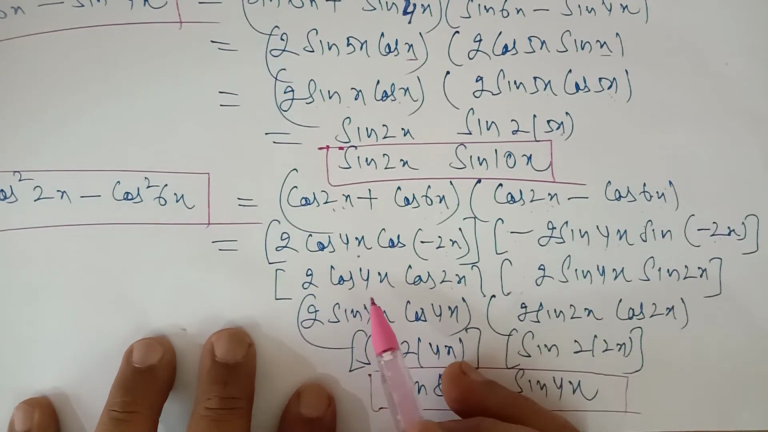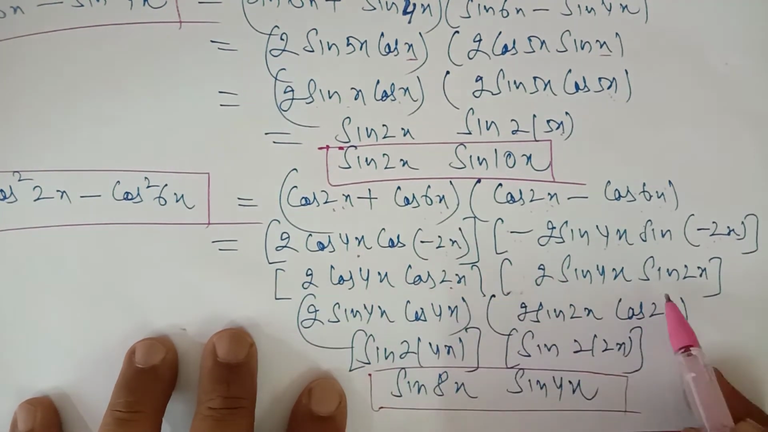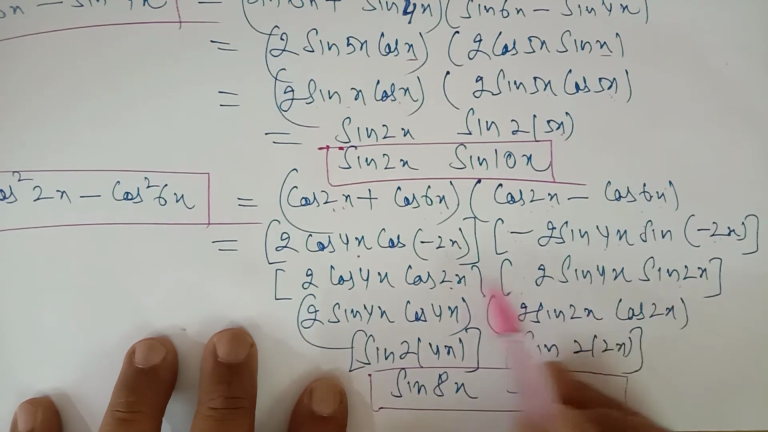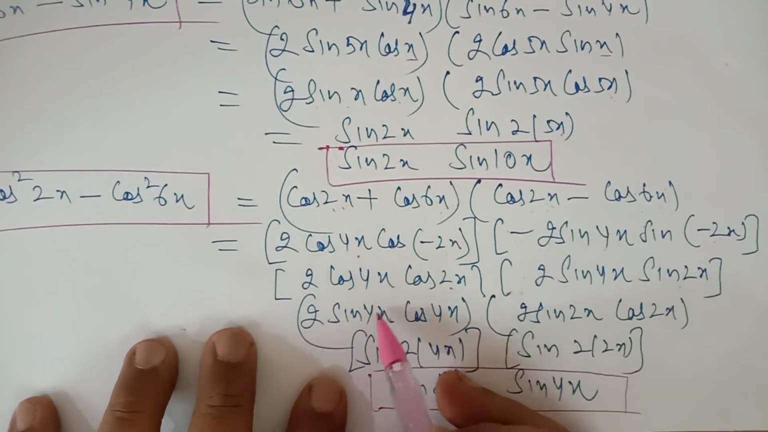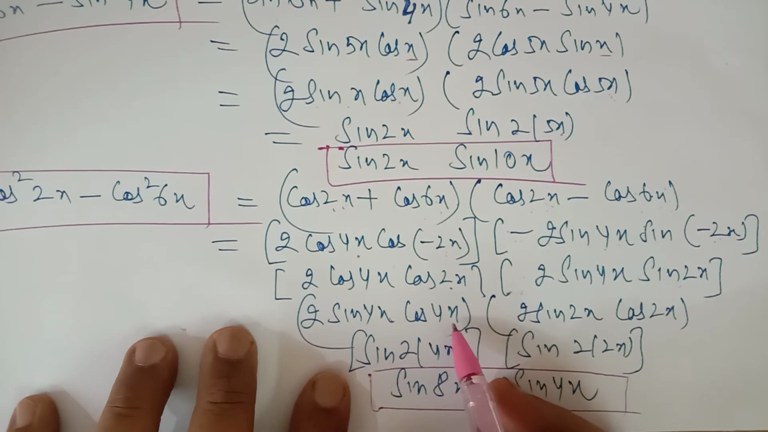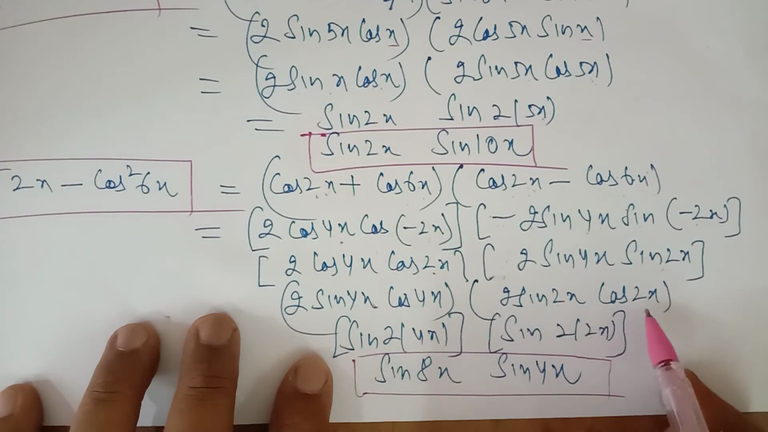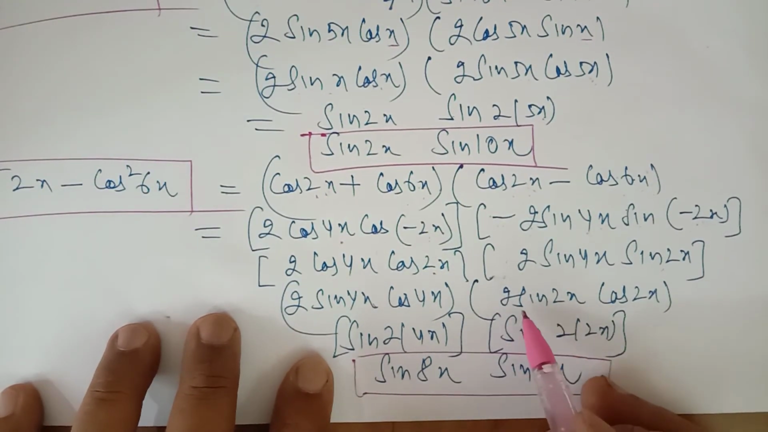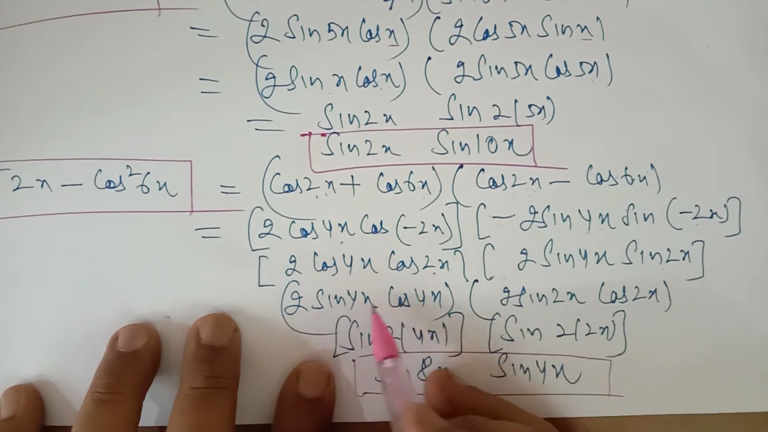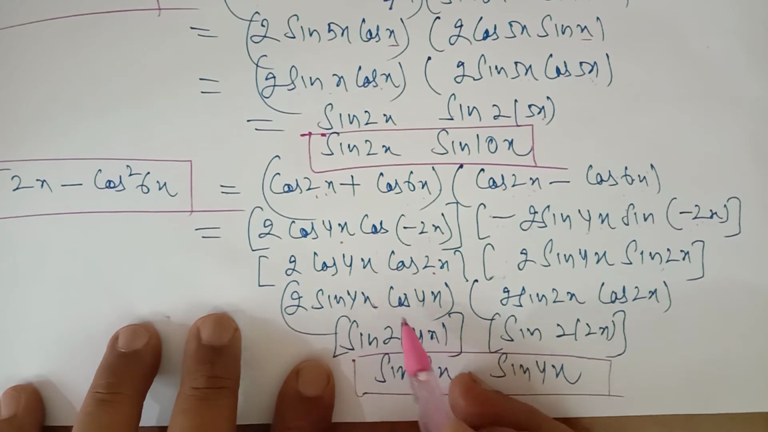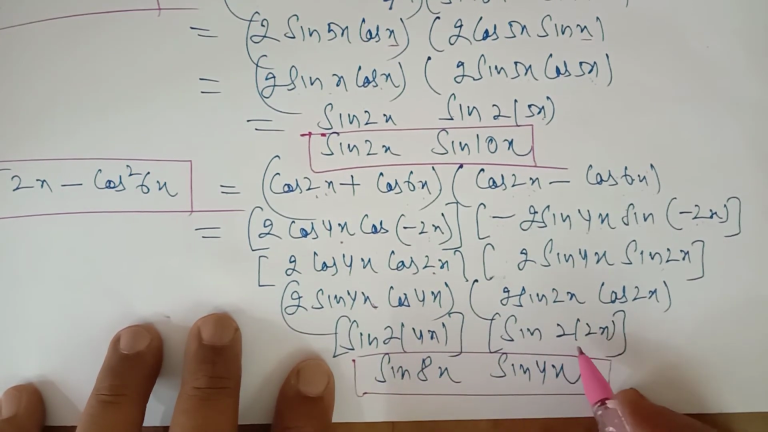Now again collect the same angles: 2x and 2x are the same, 4x and 4x are the same. So I have taken 2 sin 4x cos 4x and 2 sin 2x cos 2x. This is the formula 2 sin theta cos theta equals sin 2 theta, where theta here is 4x, and for the other, theta is 2x. So it comes out to be sin 8x sin 4x.